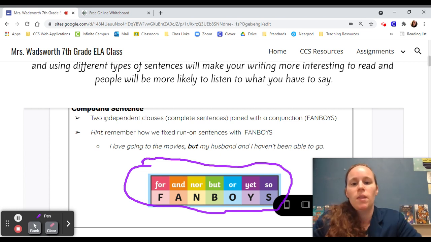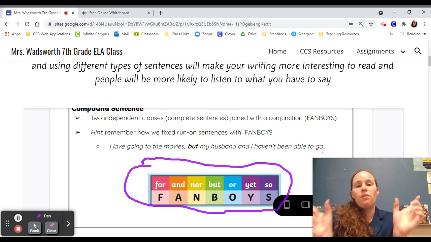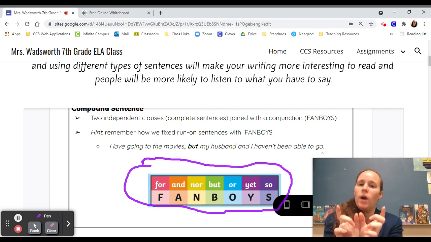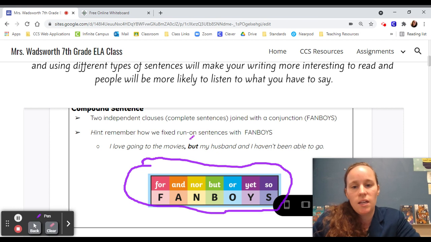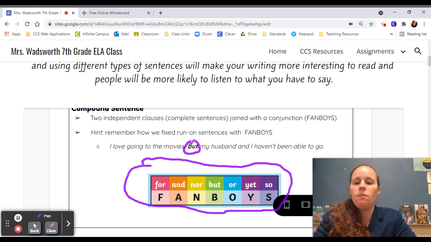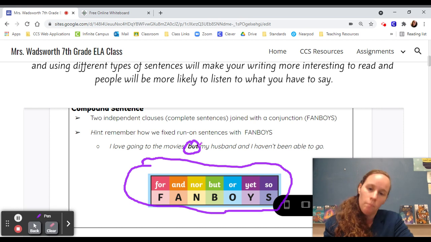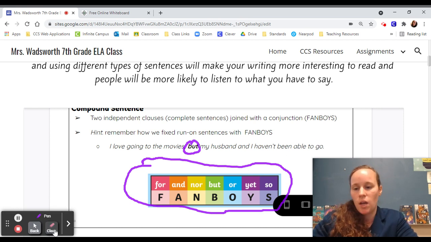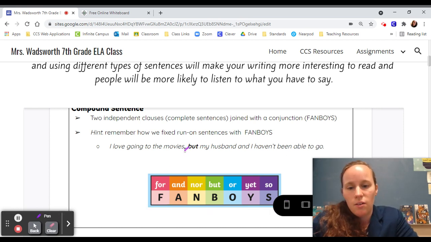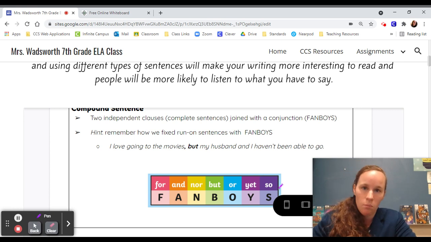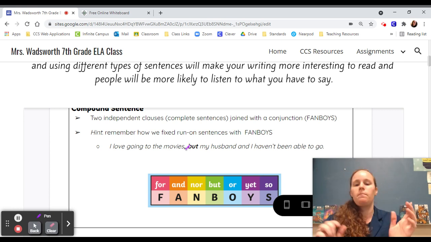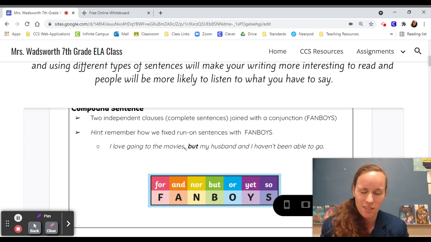So you could say, I love going to the movies, period. My husband and I haven't been able to go, period. But if you add a fanboys in there, it makes your writing more interesting. So in this case, we added the fanboys, but, B-U-T. I love going to the movies, but my husband and I haven't been able to go. And you may notice there is this comma here. Whenever you have a fanboys, you have a comma, if it's being used as a compound sentence.